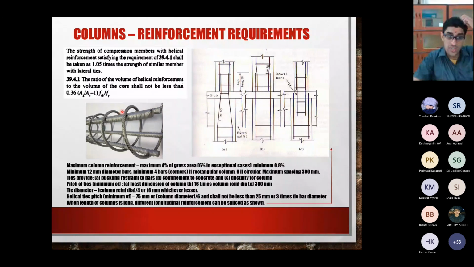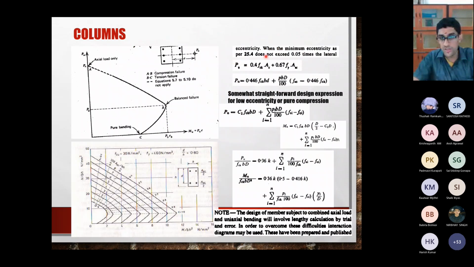One thing I told you yesterday is there is a good advantage of having spiral reinforcement rather than separate individual hoops. So that is stated over here. If you have a compression member with helical reinforcement, helical meaning spiral, like your DNA, then you can take the strength which you calculate as 1.05 times the strength of a similar member with separate ties. Basically, you can take 1.05 times whatever you calculate over here.